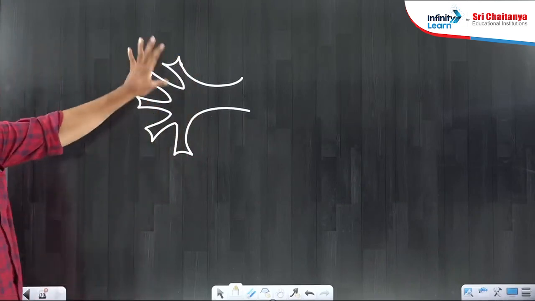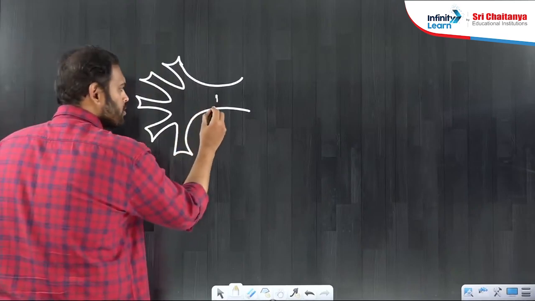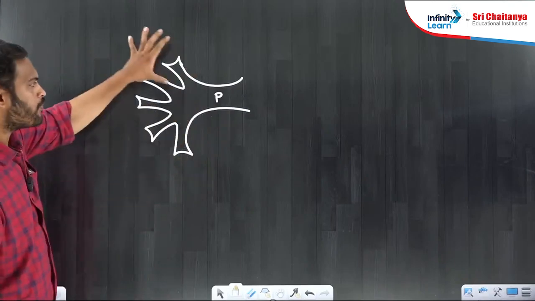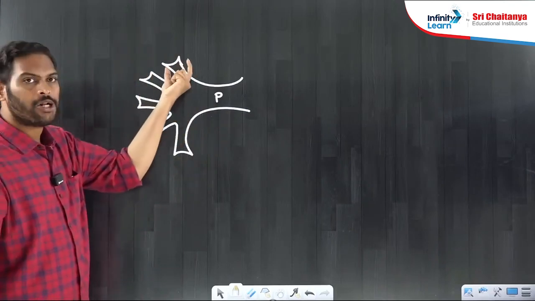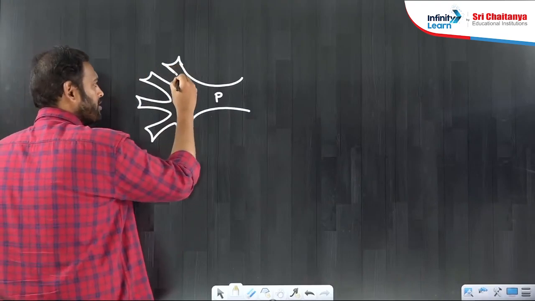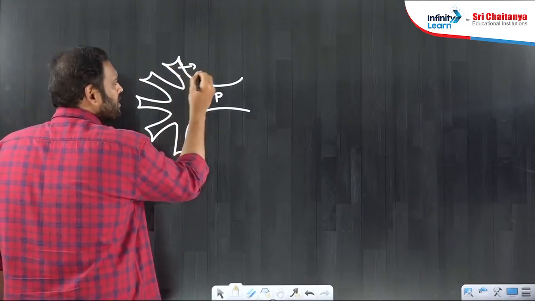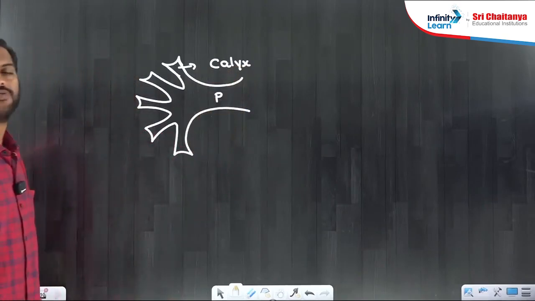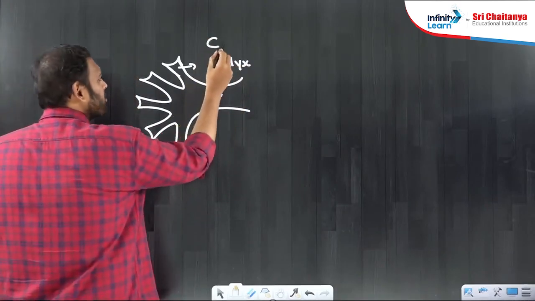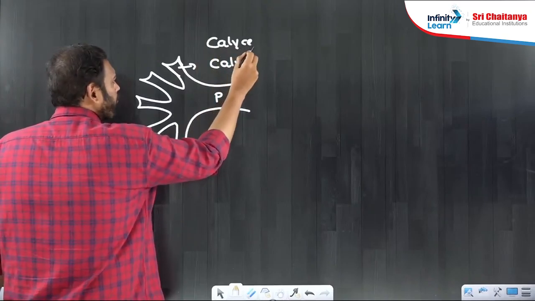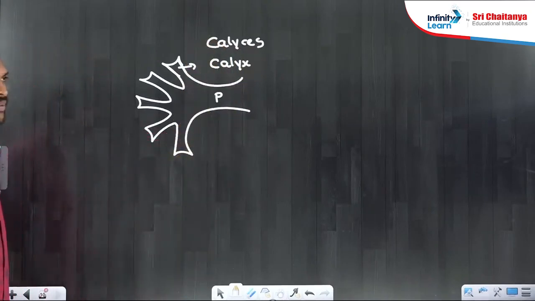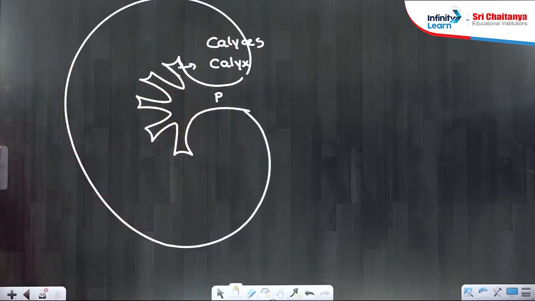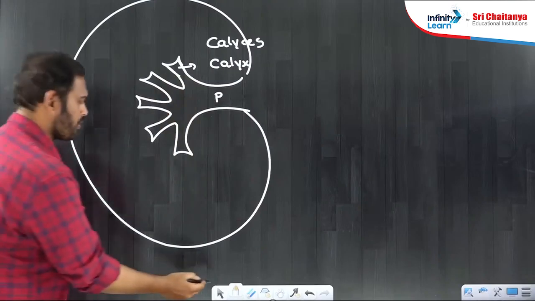Like this, branches. This is the pelvis, and the pelvis got split into many conical shaped masses. Each of these is called a calyx. As there are many such structures, we refer to them as renal calyces. Renal calyces. Done?